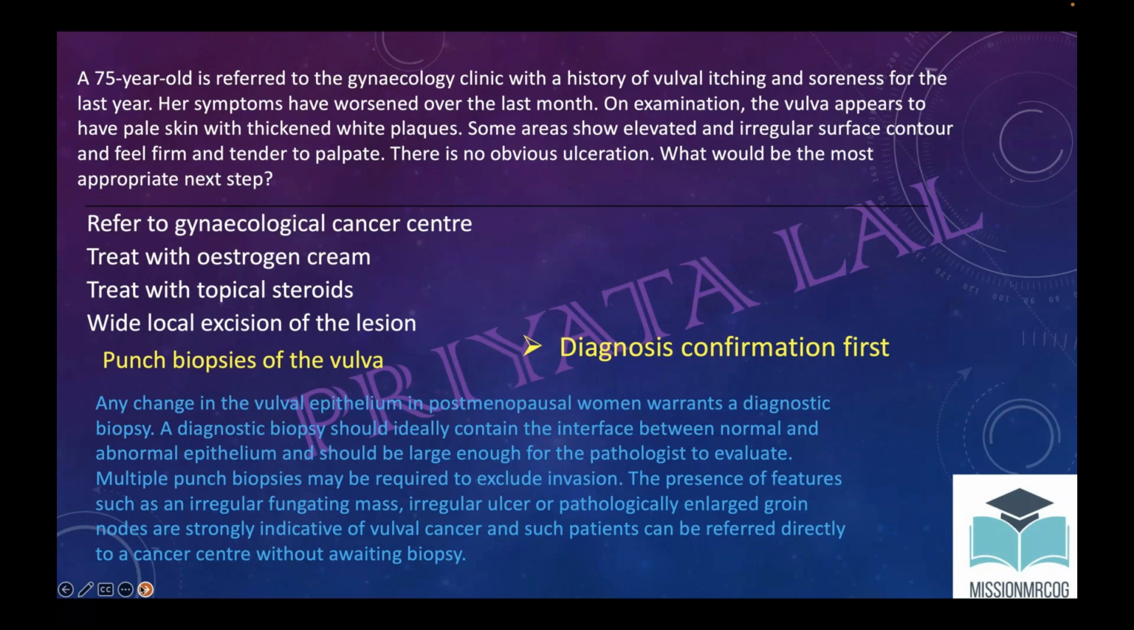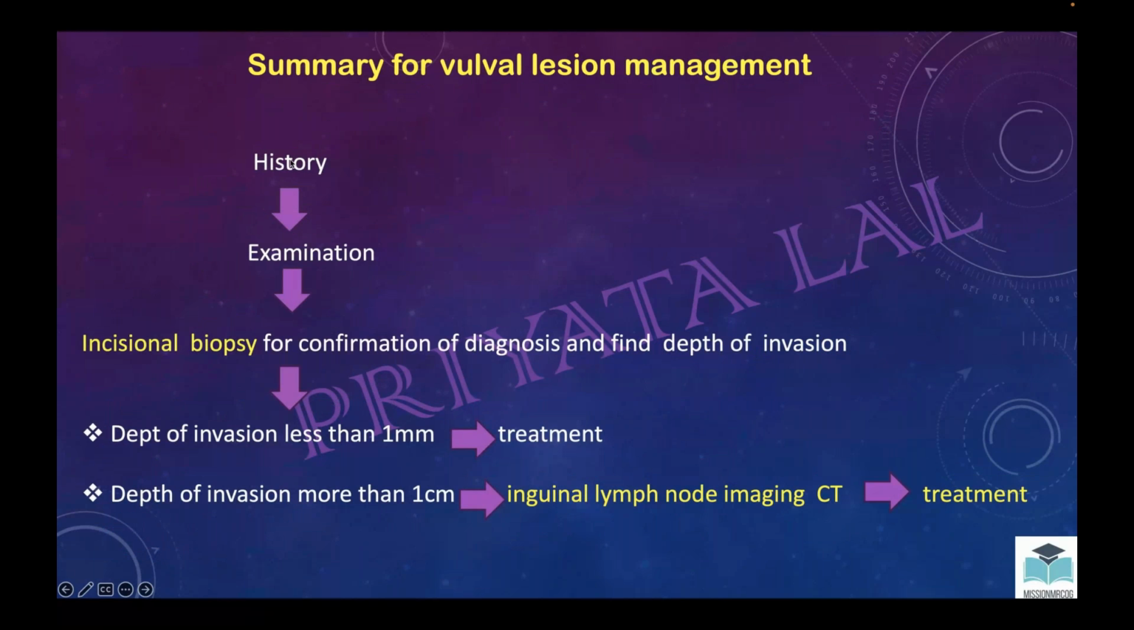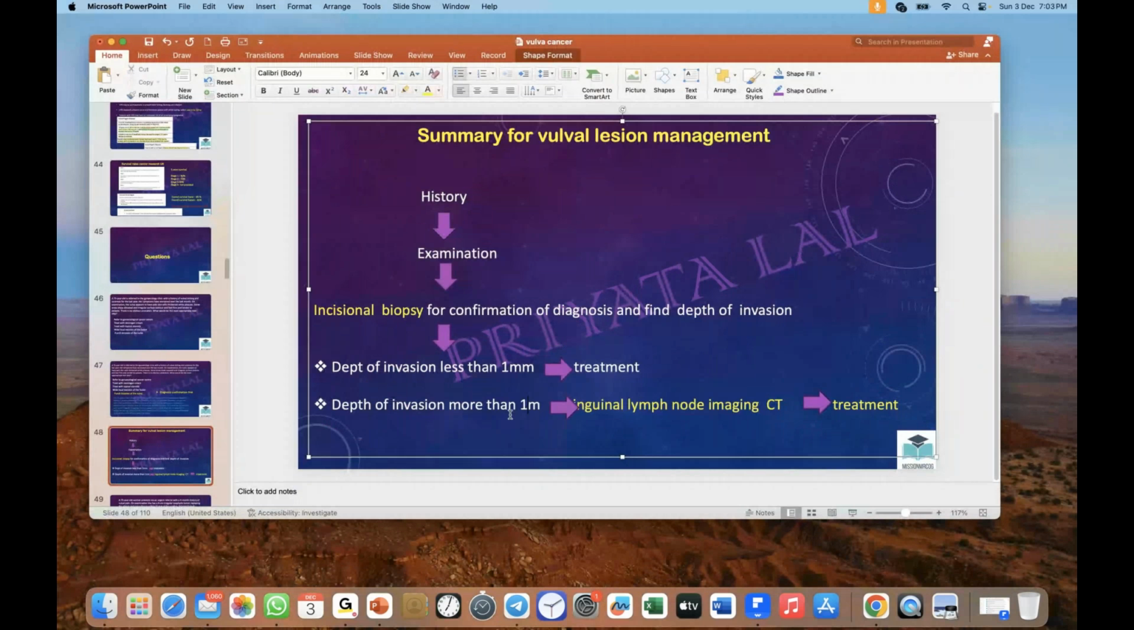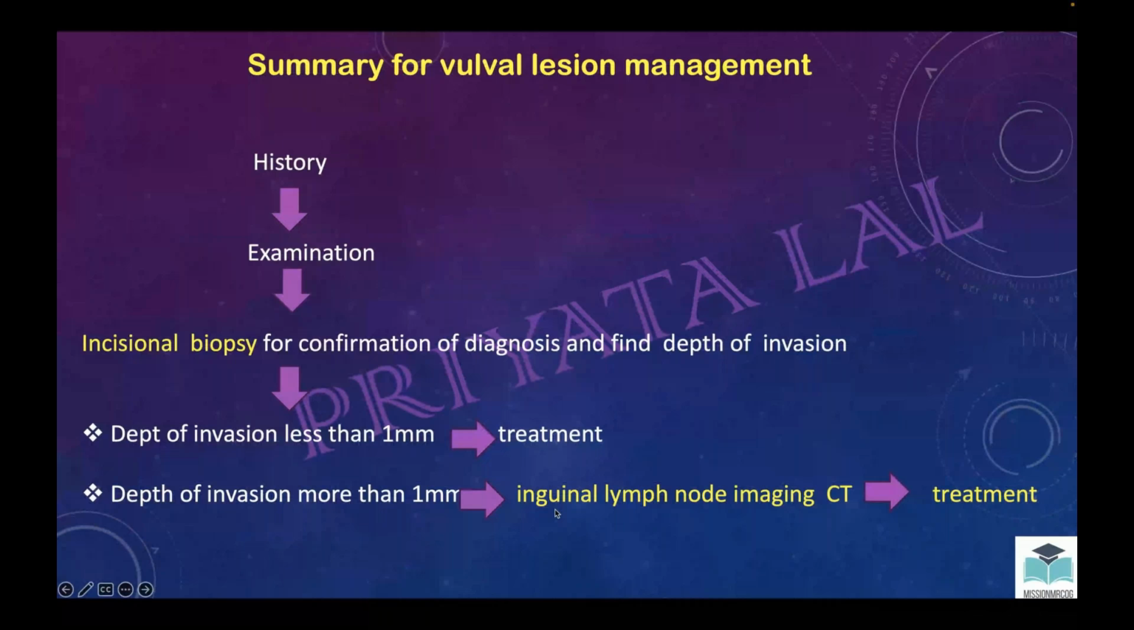This is the same thing that someone was asking. Take the history, do the examination, do an incisional biopsy for confirmation of diagnosis, and find out the depth of invasion. If the depth of invasion is less than 1 mm, then treat. If the depth of invasion is more than 1 mm, then consider inguinal lymph node imaging and then treatment.